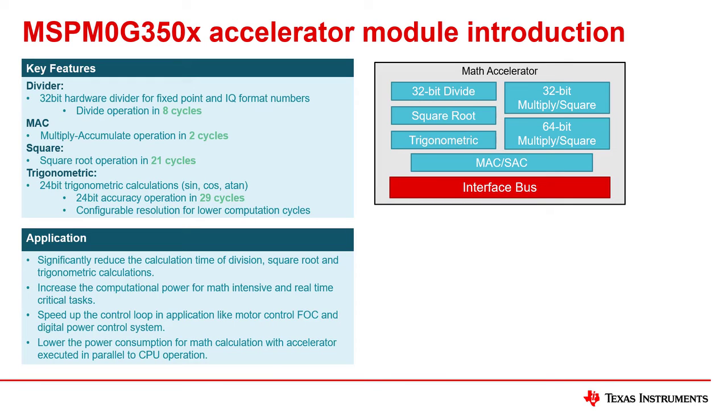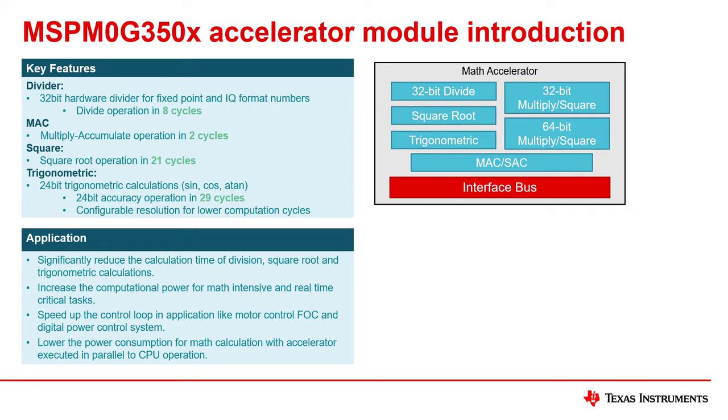A block diagram showing the structure of the Math Accelerator, which resembles a coprocessor, is shown here. We can see here that there are multiple different operation types available: 32-bit division, square root, trigonometric functions, 32 and 64-bit multiplication, and multiply or square accumulation. Using the Math ACL rather than the CPU for these calculations is substantially faster, taking only 8 clock cycles for a 32-bit division. For multiply and accumulate, the results are given in just 2 cycles.